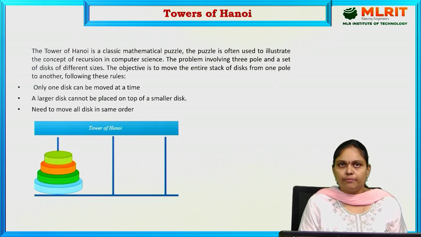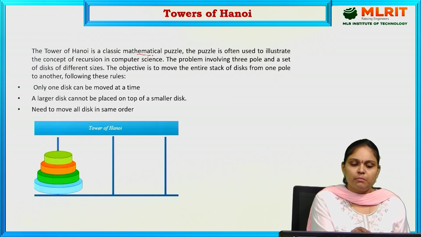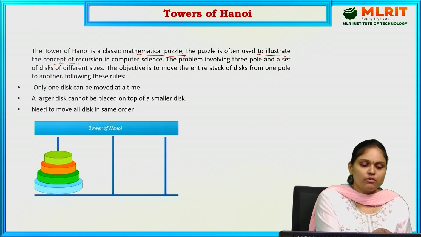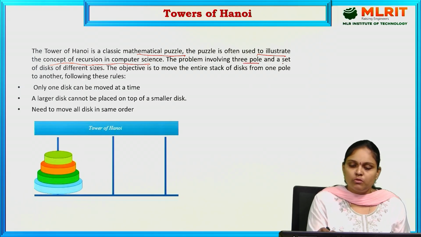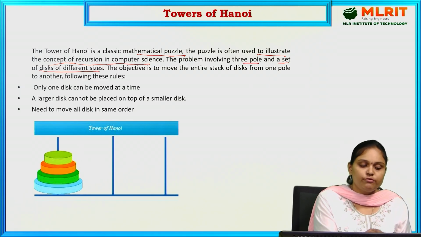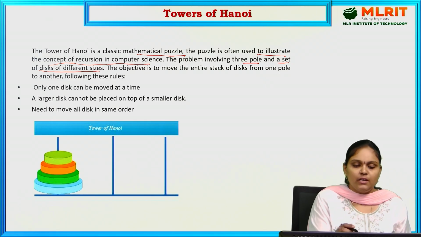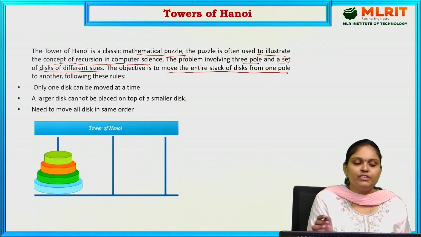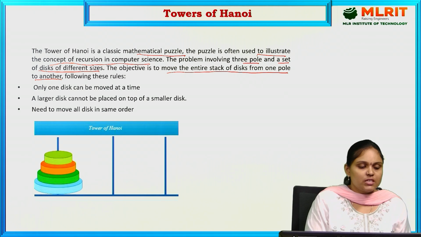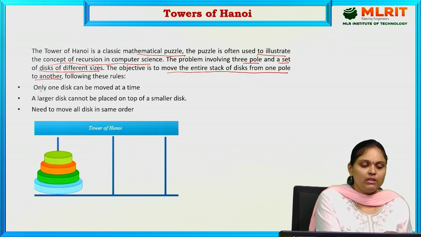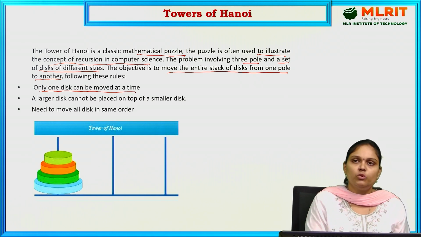Towers of Hanoi. The Towers of Hanoi is a classical mathematical puzzle. The puzzle is often used to illustrate the concept of recursion in computer science. The problem involves three poles and a set of disks of different sizes. The objective of this puzzle is to move the entire stack of disks from one pole to another pole by following some rules. The set of rules: only one disk can be moved at a time.